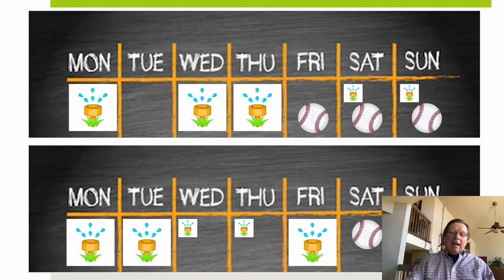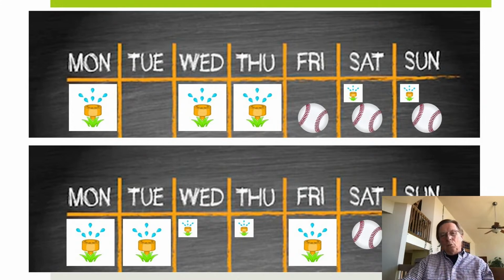So this is the actual program you need to run over a 2-week period in order to prepare for the baseball tournament. There you see it on Friday, Saturday, and Sunday, as evidenced by the baseballs. And so what you have to do is water on Monday like normal, and Wednesday, and then you have to go in and change the program so it waters on Thursday.